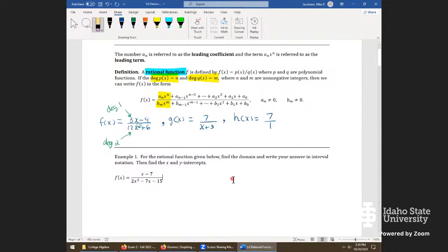So here's the strategy. Only because we have a fraction, we're going to set 2x squared minus 7x minus 15 equal to 0. What we're looking for are values excluded from the domain, values x could never take, because they would result in 0 in the denominator, causing division by 0.